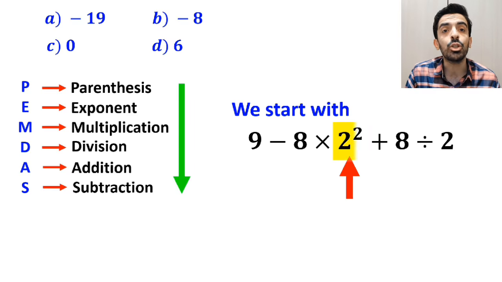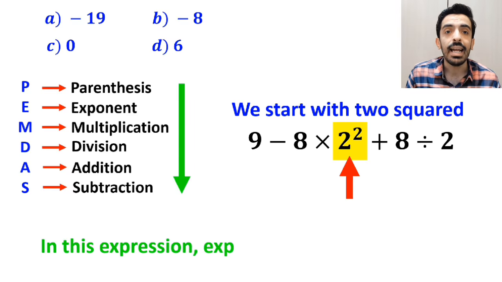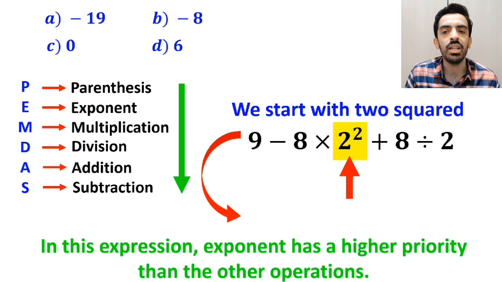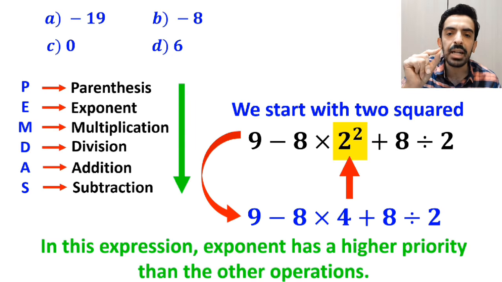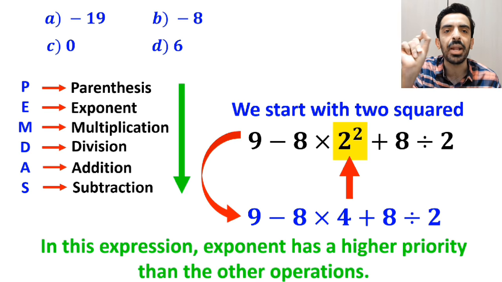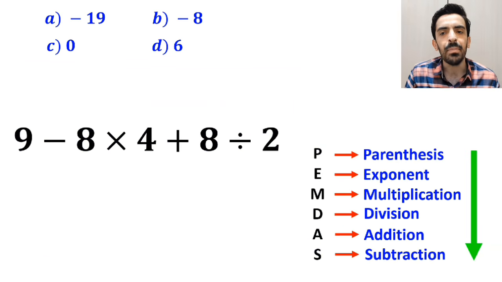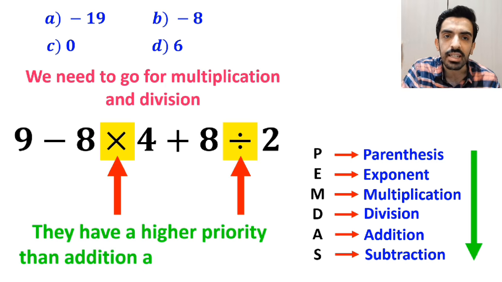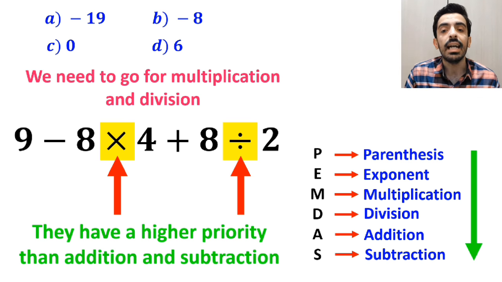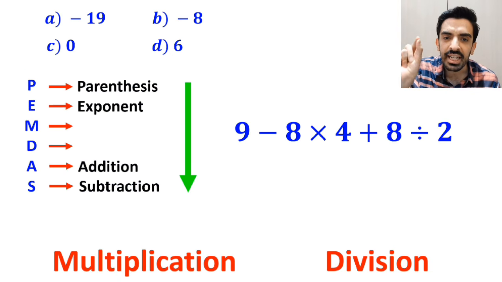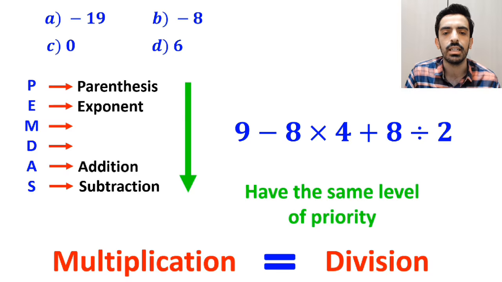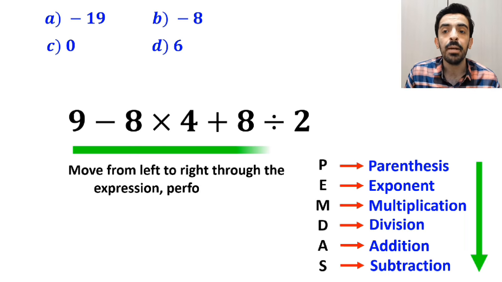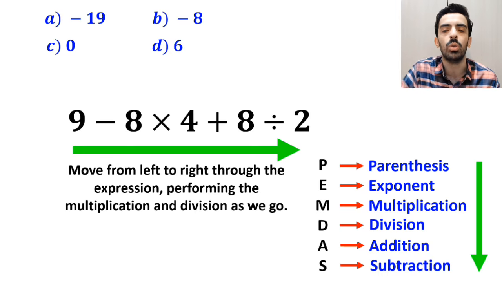Alright, first we start with 2 squared, because in this expression, exponent has a higher priority than the other operations. So, instead of the original expression, we can write 9 minus 8 times 4 plus 8 divided by 2. And the next step, we need to go for multiplication and division, since they have a higher priority than addition and subtraction. However, it's very important to note that multiplication and division have the same level of priority. And all we need to do here is to move from left to right through the expression, performing the multiplication and division as we go.